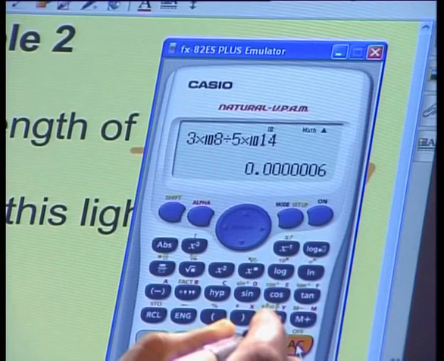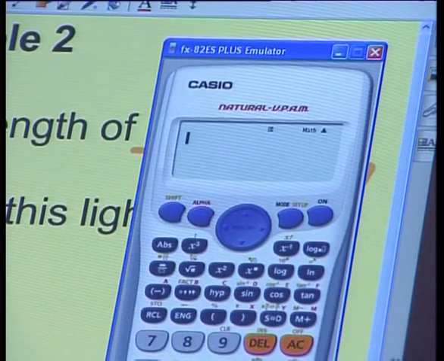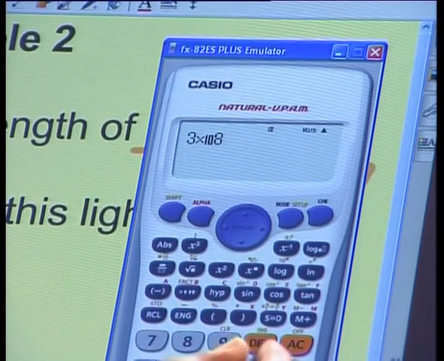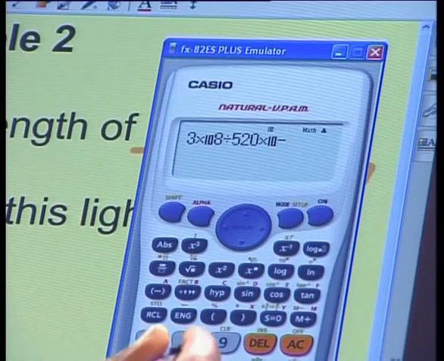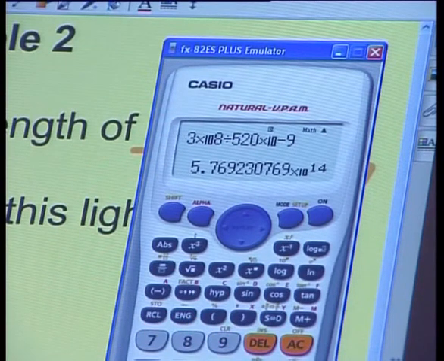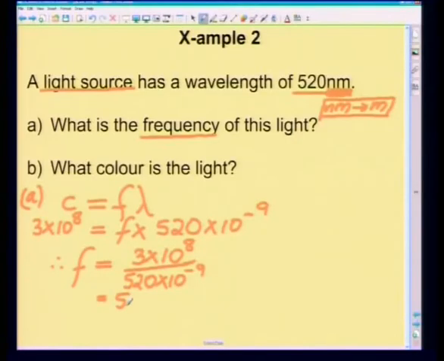Let's use our calculator quickly. We have 3 to exponent 8 divided by 520 to exponent minus 9. And that is the answer. We know now that the frequency is going to be 5.76 or 5.77 by 10 to the power 14. 5.77 by 10 to the power 14 hertz.